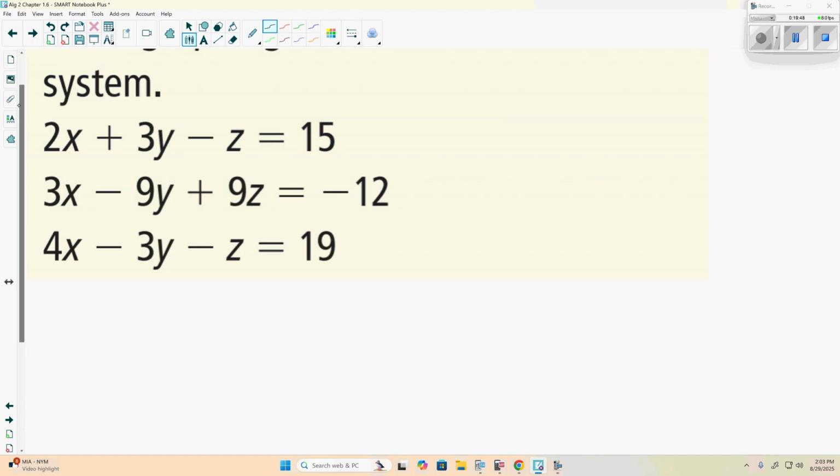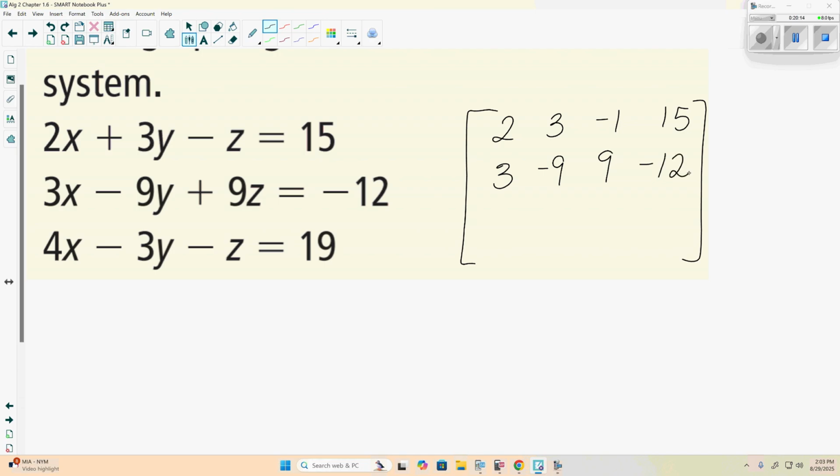All right, let's look at this one here. 2, 3, negative 1. So first thing we want to do is write this matrix C as an augmented matrix. So the first row would be what? 2, 3, -1, 15. Our second row would be 3, -9, 9, -12. And our last one would be 4, -3, -1, 19. And this is a 3 by 4.